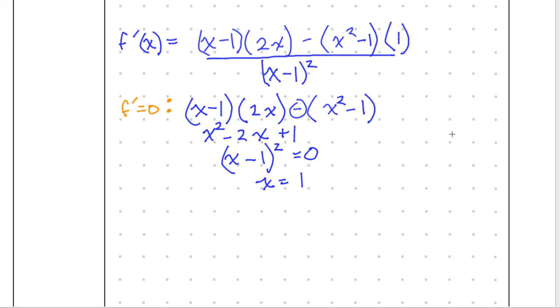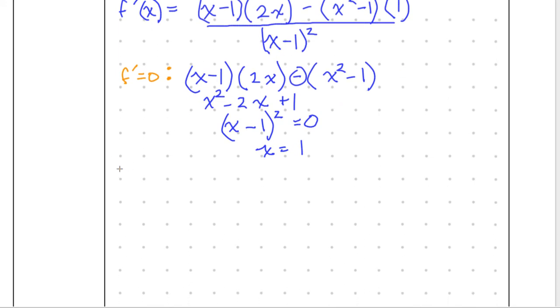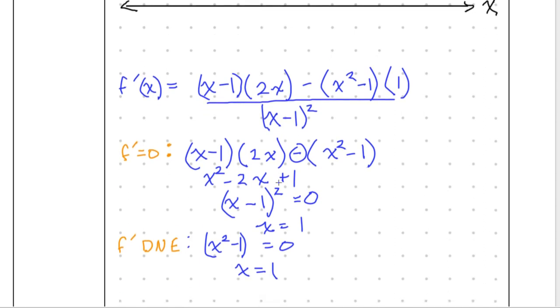Perfect, and we have to do the other half now. The other half is the denominator. It's also x equals 1. So for the denominator set equal to 0, x squared minus 1 is set equal to 0. Therefore, x is equal to 1. How can it be both 0 and undefined?